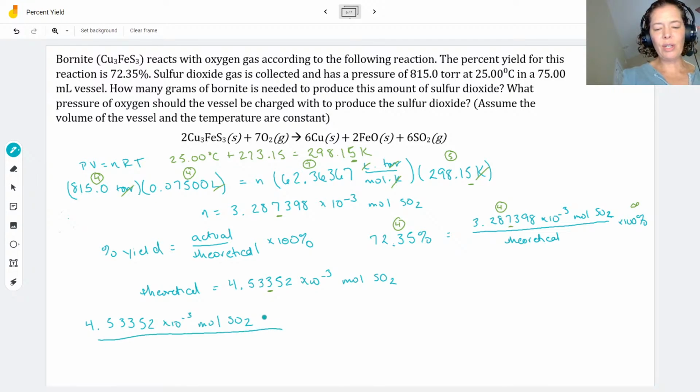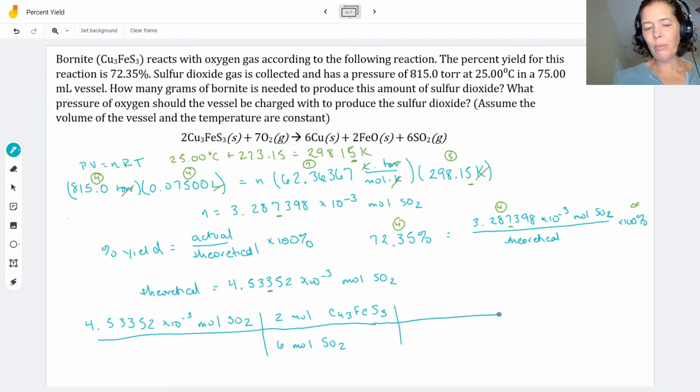So now I'm just doing straight up simple stoichiometry. I'm going all the way back to bornite. So the first thing I need to do is use my mole ratio. So I have 6 moles of sulfur dioxide to 2 moles of my bornite, Cu3FeS3. Okay, so that gets me to moles of bornite, but of course I need grams. Yes, here's where it asks for grams.